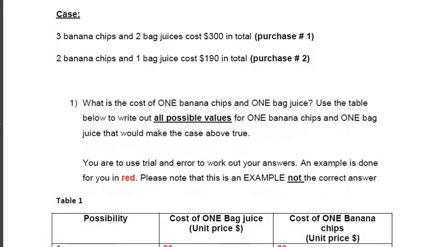The case says you go to a snack shop for you and your friends, after COVID that is. You say 3 banana chips and 2 bag juices cost $300 in total. You take up your banana chips and your bag juice, and you pay $300. Somebody else comes up behind you. This person is hungry, and is just buying banana chips and bag juice for themselves: 2 banana chips and a bag juice, and that costs $190 in total.